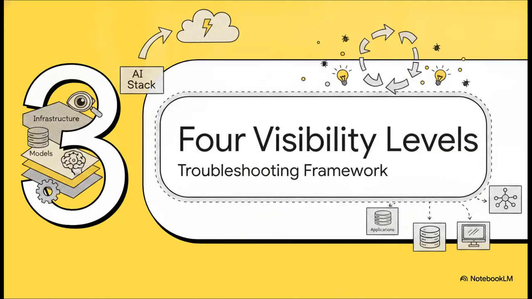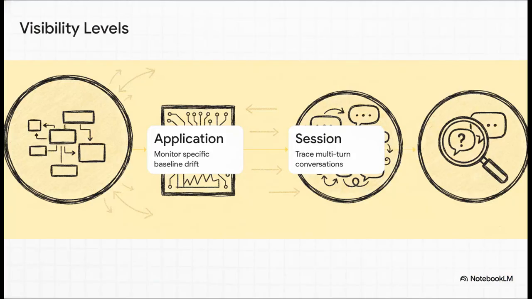Let's look at part 3, the 4 visibility levels, a framework for troubleshooting. So, how do you actually triage a problem in this new world? Well, it's a bit like a giant puzzle. You start macro at the organization level, tracking your entire AI footprint. Then you narrow it down to a specific application to look for baseline drift. From there, you zoom in closer to check multi-turn session token usage. And finally, right at the bottom, you inspect a single individual prompt interaction.